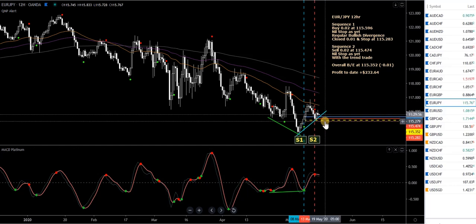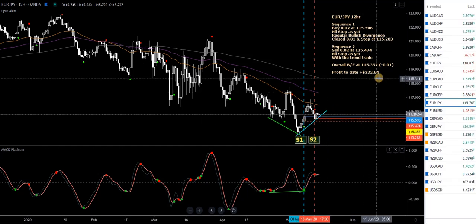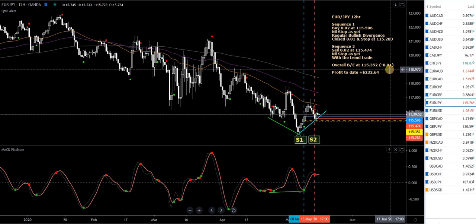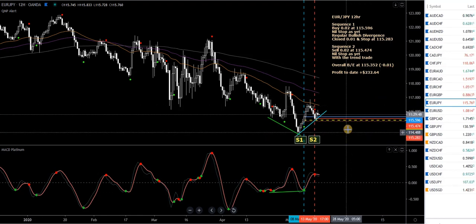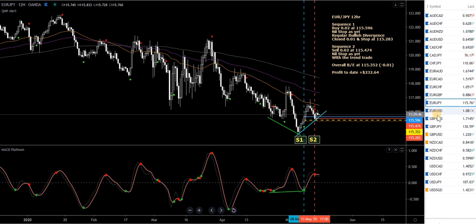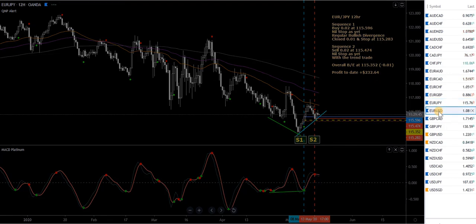And overall break even is the yellow line there, and ideally I want to get price below that. If it does, then I'll probably get stopped out on the remaining buy, but it's looking all right. There are no major problems there.